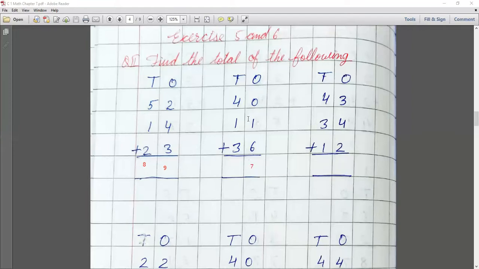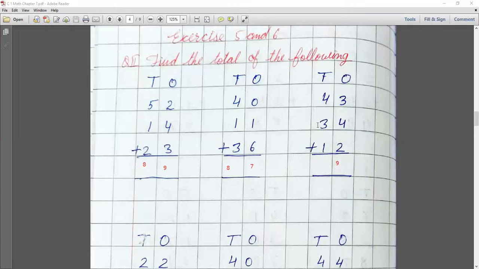Next is 4 plus 1. 4 plus 1 is equal to 5. And 5 plus 3 is equal to 8. That's why we write 8 here. Okay, now next is 3 plus 4. 3 plus 4 is equal to 7. Okay, good. And 7 plus 2, 8, 9. So we write 9 here.